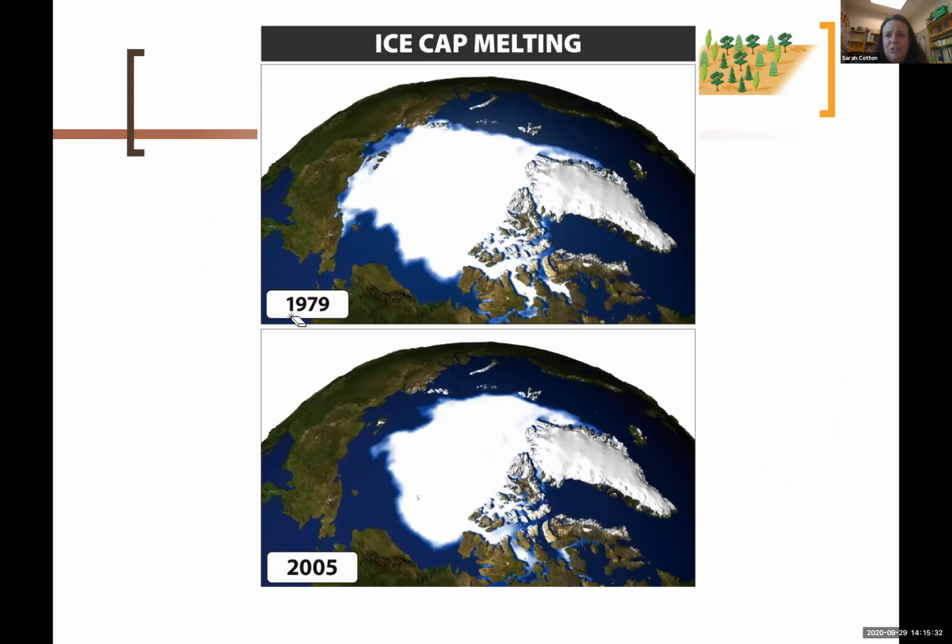Okay. You can look at images. Now this, once again, this is really old. That's only to 2005, right? So this isn't even most recent stuff, but you can see that the ice on the polar ice cap, right, on the North Pole, is getting a lot smaller. The ice is melting, right?